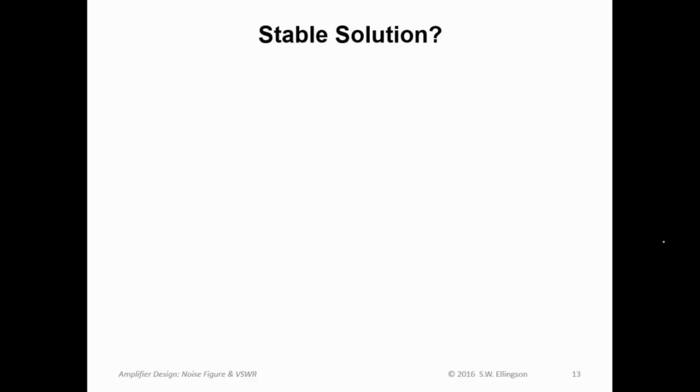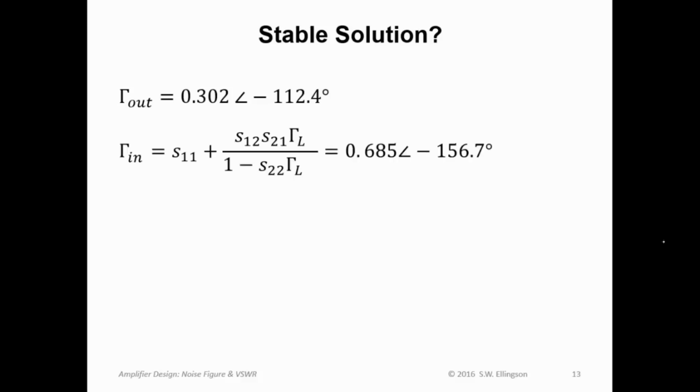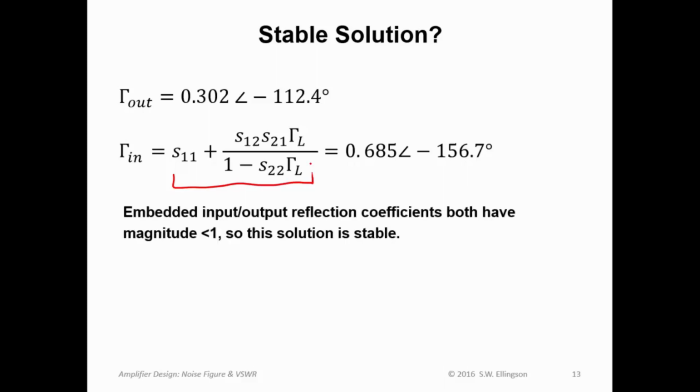Now, I need to check whether that's a stable solution. I have a gamma S, a gamma L. Is this stable? Well, gamma out is 0.302. Gamma in, again calculated in the normal way, is 0.685 at an angle of minus 156.7 degrees. And these are both having magnitude less than 1, so the solution is stable. And stable by a comfortable margin, I'll point out.